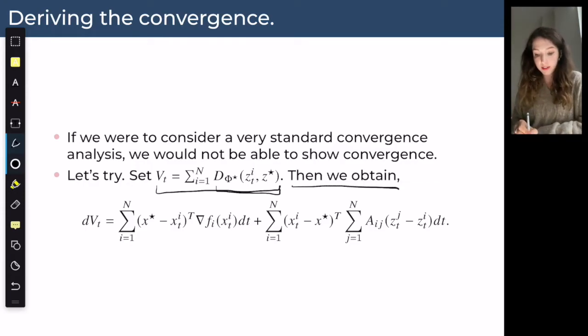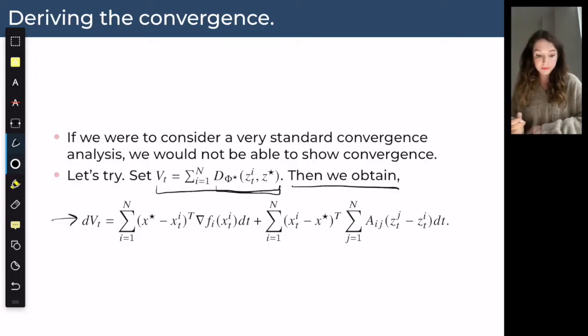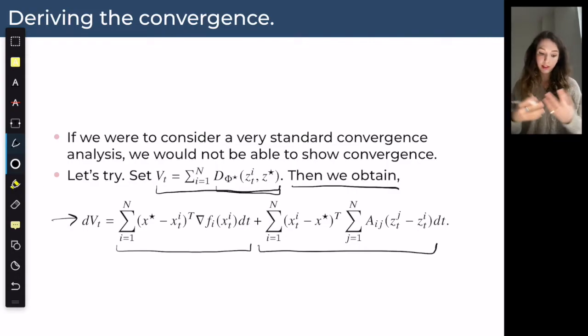Again, doing the standard thing that we did before, which is differentiating, or if we are allowing for noise, then applying Ito's lemma. Then we are left with these dynamics for the time derivative of V_t. So we have this term coming from the gradient part of the dynamics, and we have this term coming from the interactions. And now the question is, how can we bound this? What can we essentially do with it?